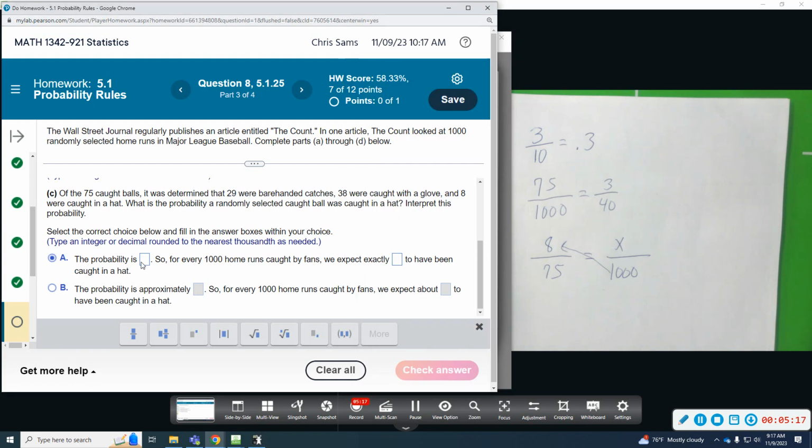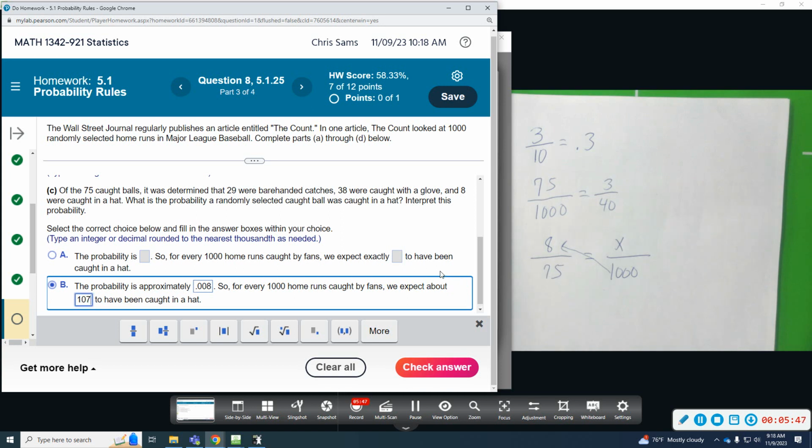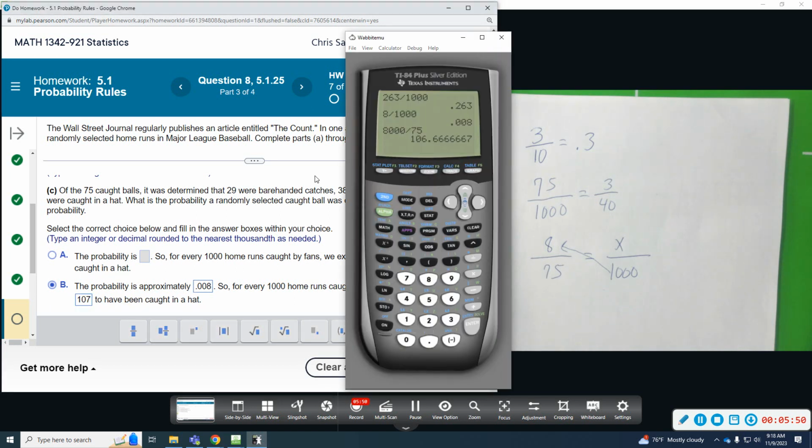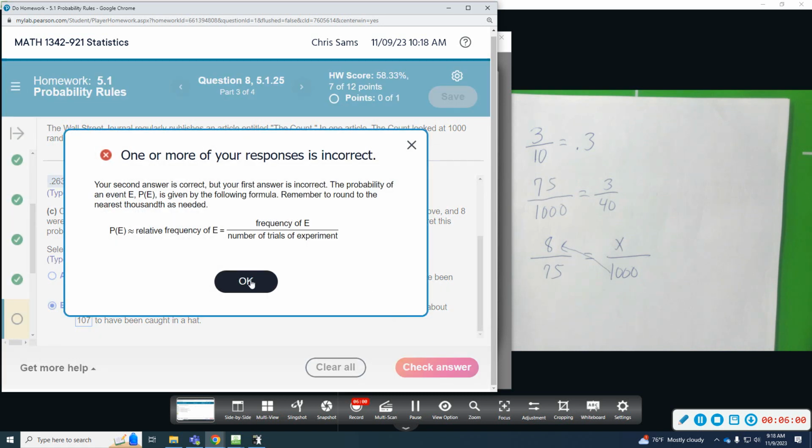So for every 1,000 home runs caught, we expect about blank to be caught in the hat. What's the difference in the probability? So for every 1,000 home runs caught by fans, we'd expect exactly. So this one says exactly. We don't know exactly. This is about. So we're going to go with B. So 0.008 was a probability. If that's what we're looking for, we would expect out of 1,000 about 107 to be caught based on this calculation. So we know 8 out of 75 were caught, so roughly 103 out of 1,000. Okay, so they don't like it.